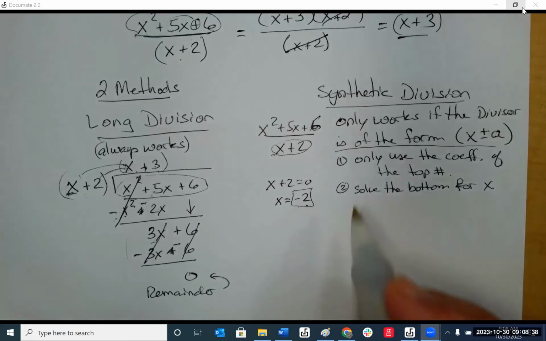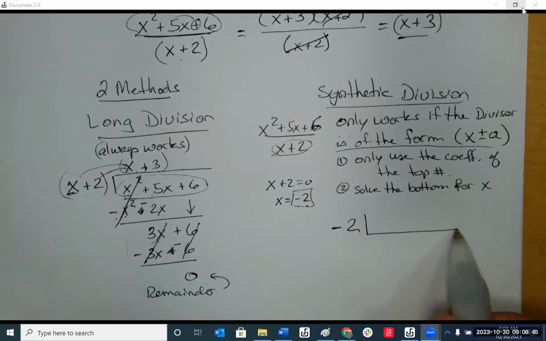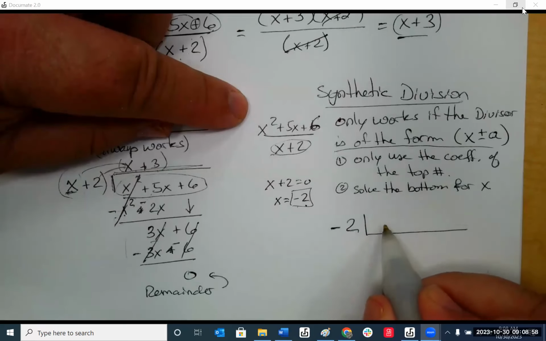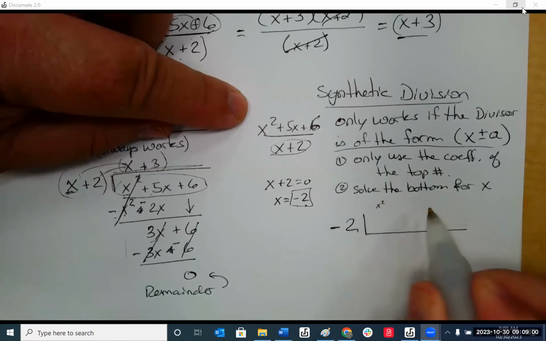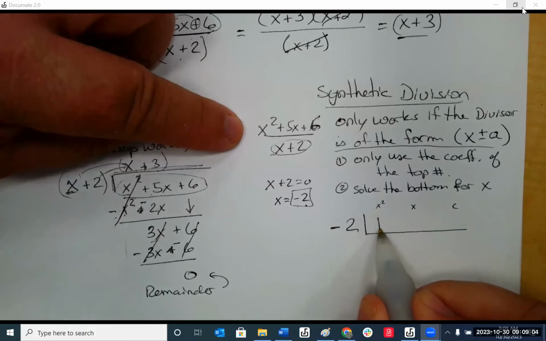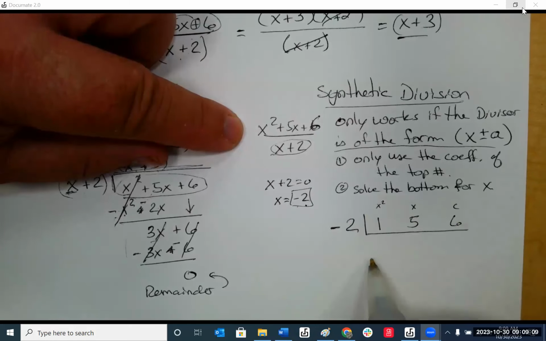So this is our denominator. It goes out to the side. And synthetic division uses that symbol. It's the opposite of the long division. Now, inside here go the coefficients of x squared, of x, and the constant. So it's positive 1, positive 5, positive 6.